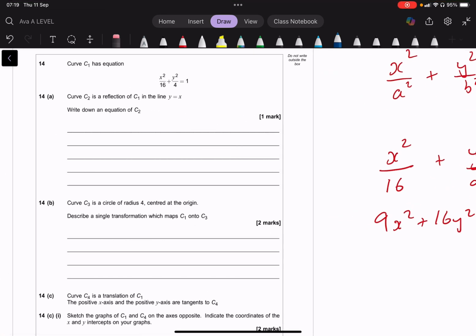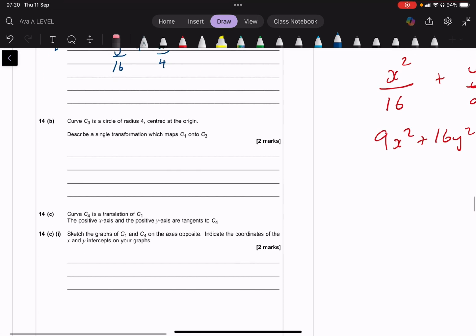Okay, and so we have this examination question here. It says the curve C1 has equation x squared over 16 plus y squared over 4 is equal to 1, so that's the ellipse. And it says this is reflected in the line y is equal to x. Write down the new equation. So C2, the new curve, we literally just swap the x and y's because that's what reflection in the line y equals x is.